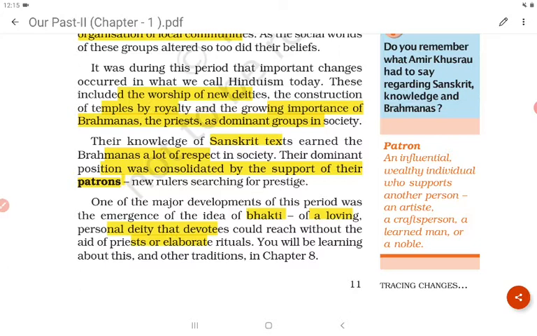One of the major developments of this period was the emergence of the idea of bhakti, of a loving personal deity that devotees could reach without the aid of priests or elaborate rituals. They do not need any rituals, and they do not need any aid from the priest. All they need is a loving personal deity that devotees could reach.